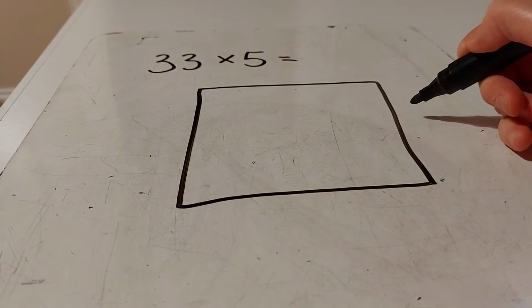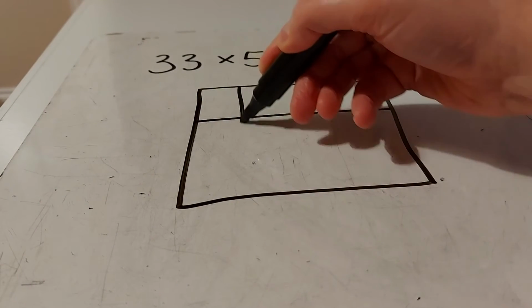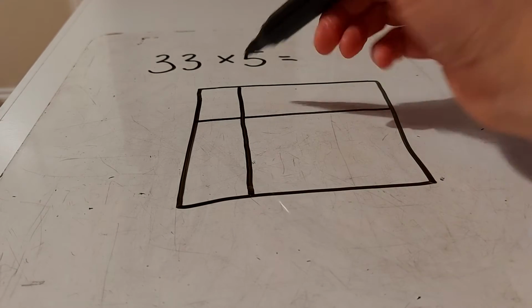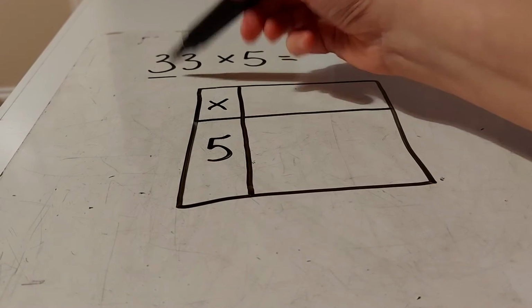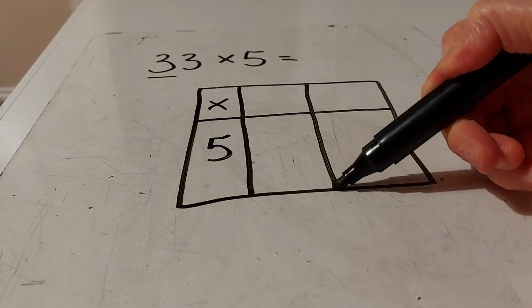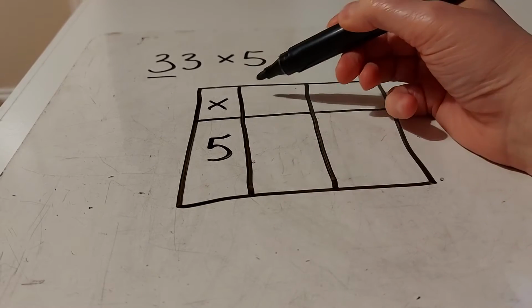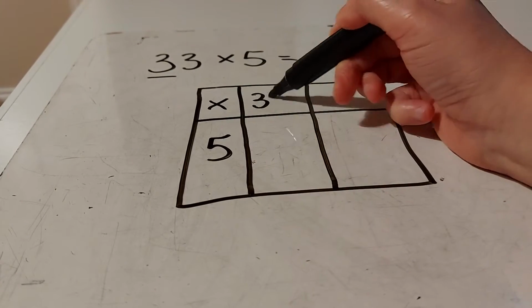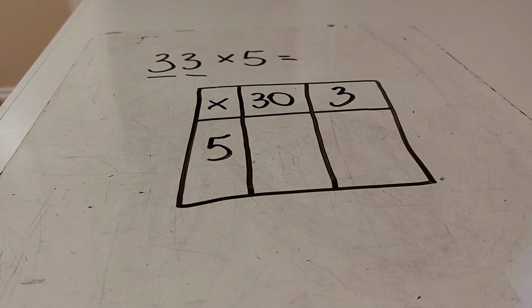and draw a line like so, and a line vertically there, and you put times. So we're just going to rewrite the sum in a different way, okay? Because we're timesing by 5, we're going to put the 5 there. This 3 we know stands for 30. This is a 2-digit number, so this is why I'm having 2 columns here. So the 3 stands for 30, okay? And this 3 here stands for the ones, so I'm just going to write it like so.